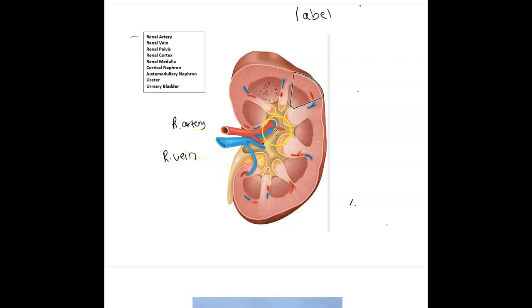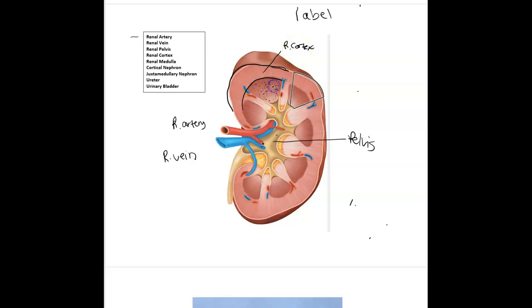This is where sort of all of the waste is going to go. So let's label this the pelvis. And the renal cortex right here is going to be the outside of the kidney. So when we think of cortex, we should think of outside, like the cerebral cortex is the outside of your brain. So let's call this the renal cortex, and the renal medulla is the inside.